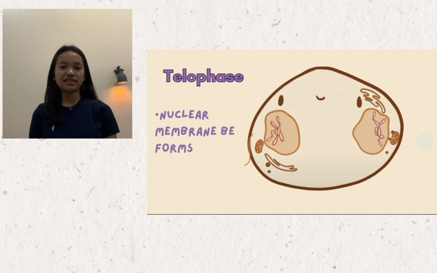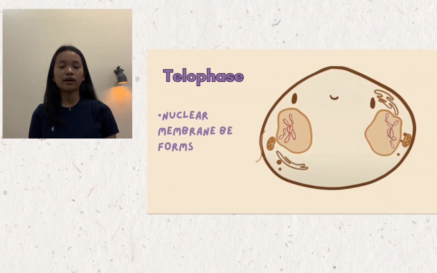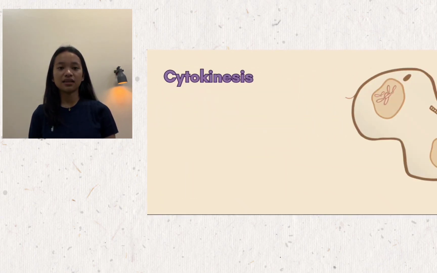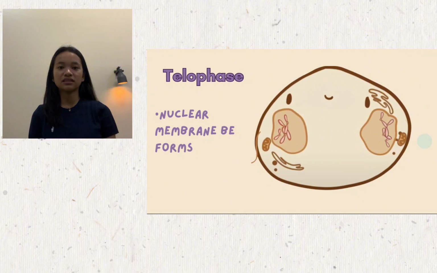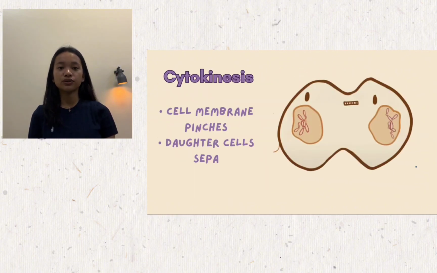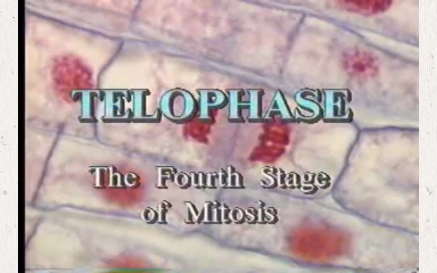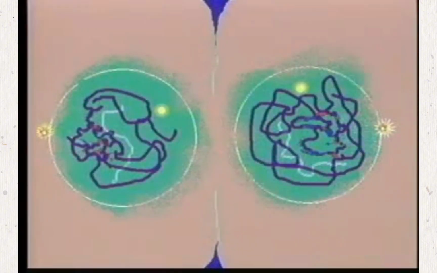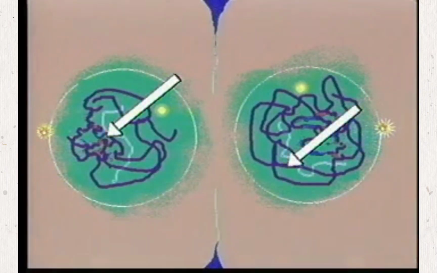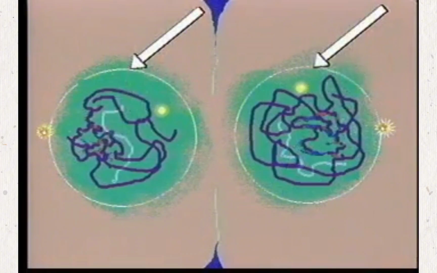Last is telophase. The nuclear membrane reforms around each new set of 46 single chromatid chromosomes. After that, during cytokinesis, the cell membrane pinches until the two daughter cells separate. The final stage of mitosis is called telophase. Telophase is defined as the stage of mitosis when the new daughter chromosomes change back into threads of chromatin and new nuclear membranes begin to form.